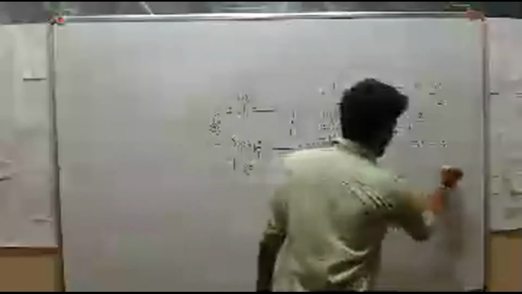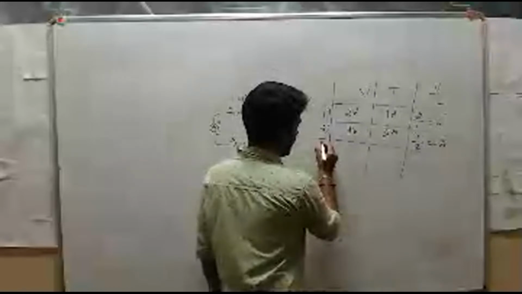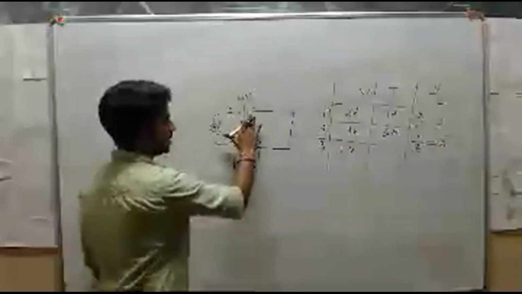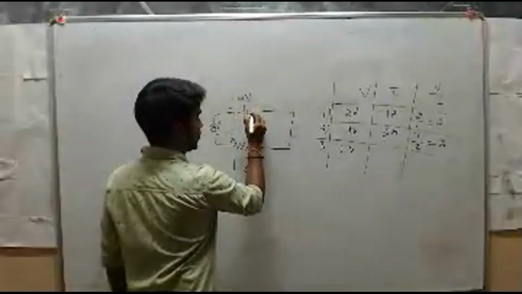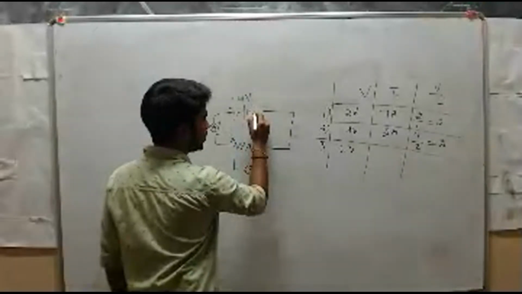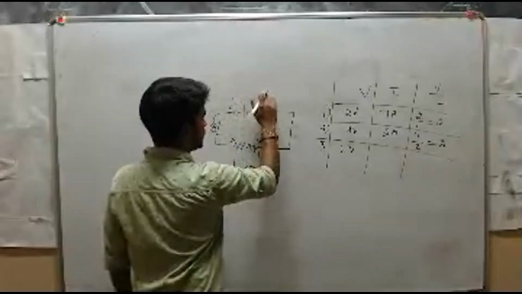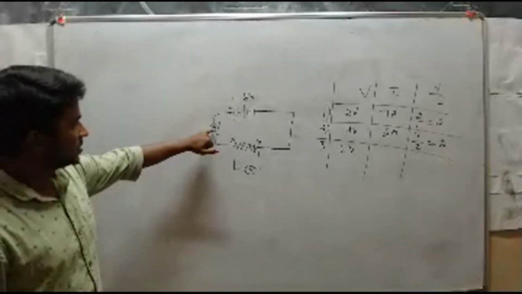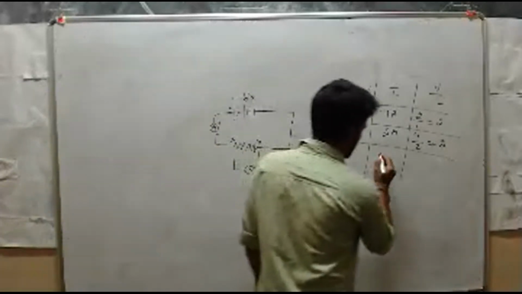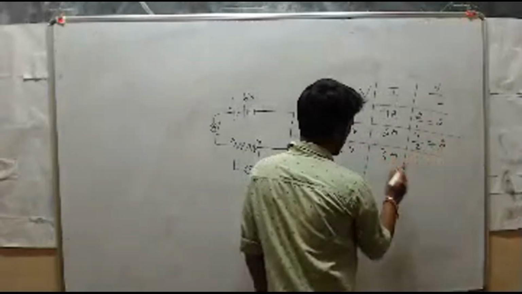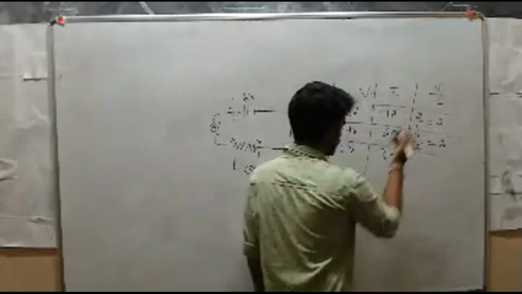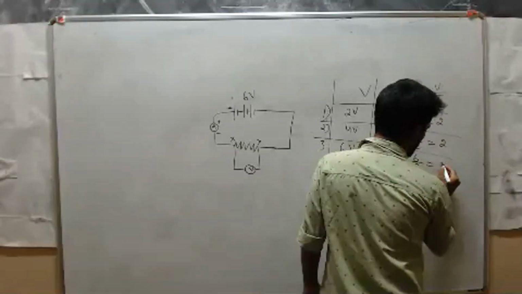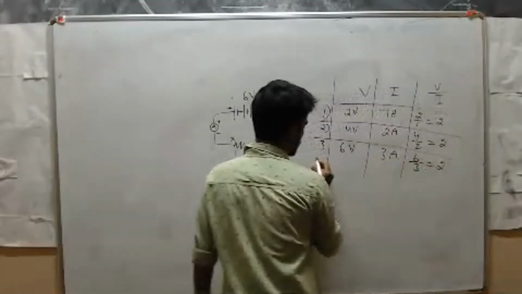Okay. So next I will pass 6 voltage. Means I will add one more battery. Sorry, one more cell. Okay. So now total 6 volts. So now here this ammeter shows 3 ampere current. So now take the ratio, 6 by 3. So once again we will get 2.